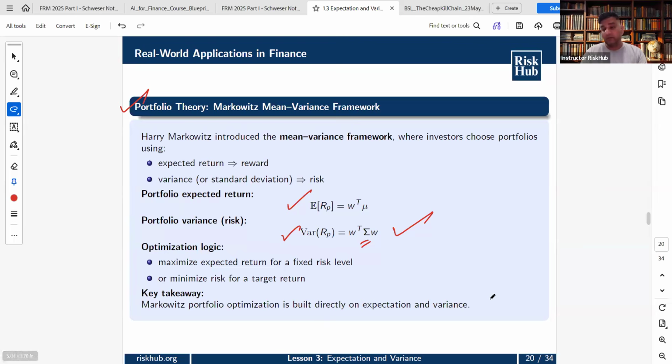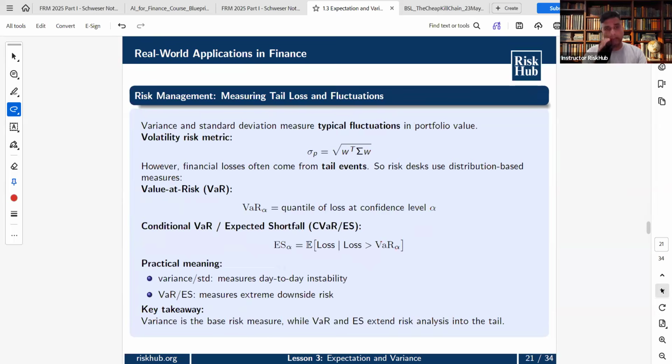Then we get into the next part, which is risk management, measuring tail loss and fluctuation. This slide is extremely important because it explains a major weakness of variance. Until now, we have assumed risk equals variance and risk equals sigma, but in reality, tails and risk management care much more about how much I can lose in a disaster, and then how much I fluctuate on a normal day.